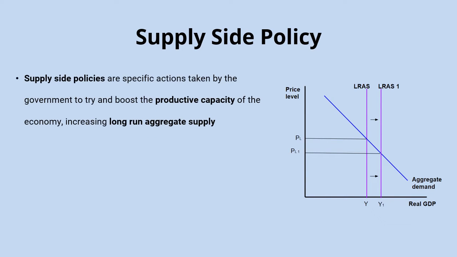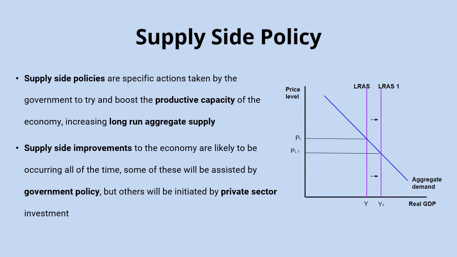Supply-side policies are specific actions taken by the government to try and boost the productive capacity of the economy, with the aim of increasing long-run aggregate supply. It's worth being clear on the difference between these direct policy actions and supply-side improvements to the economy, which might be assisted by the government, but could equally be resulting from private sector investment.